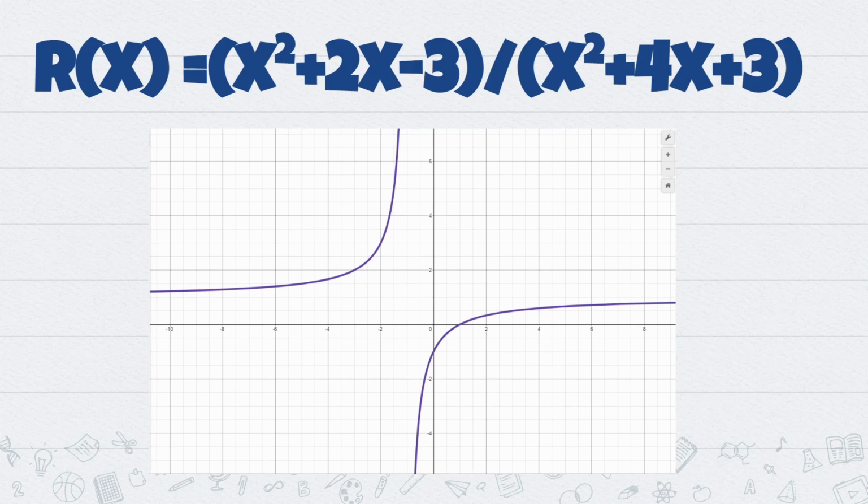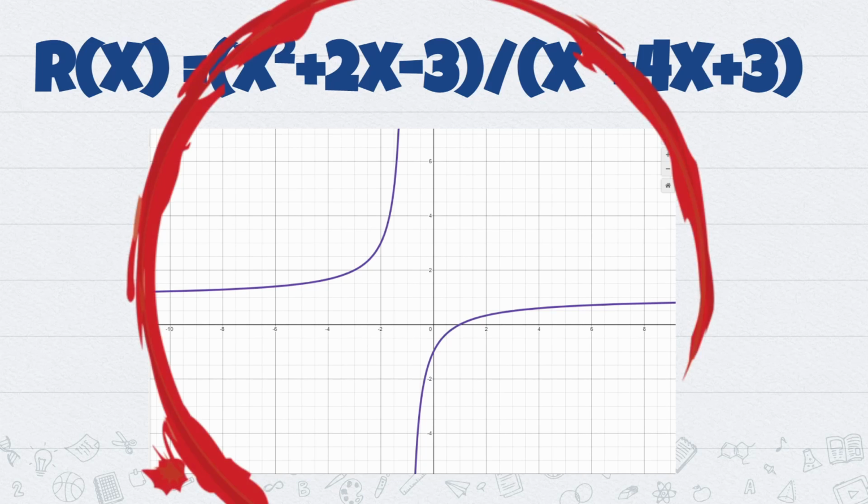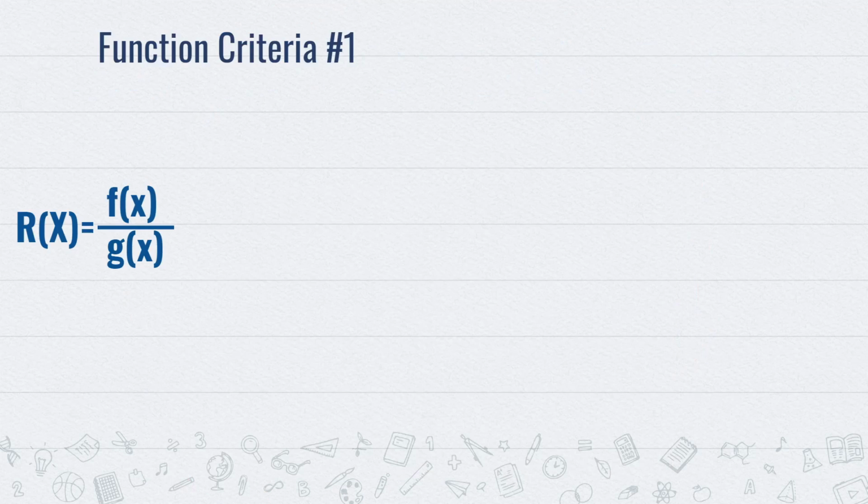Out of thin air, we've created this glorious function nicknamed r of x. It contains the expression x squared plus 2x minus 3 over x squared plus 4x plus 3. And as you can see here on this graph, it is very handsome. No flaws, just a perfect function.